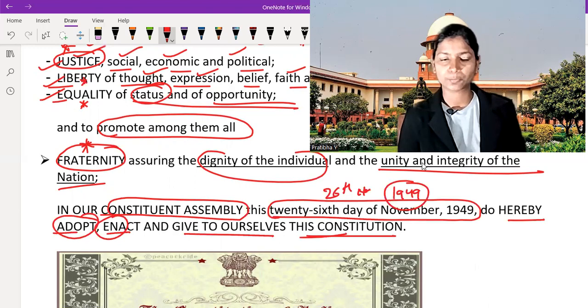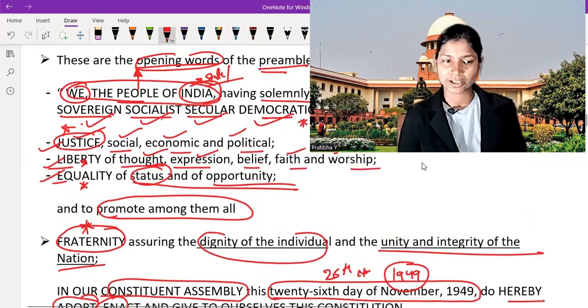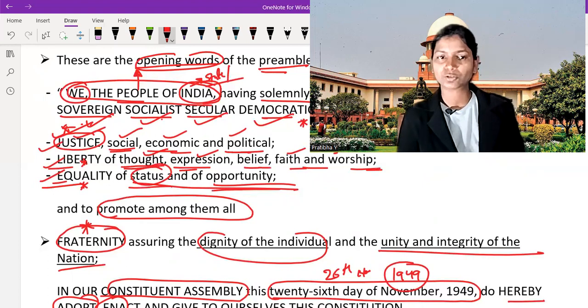So remember important keywords: justice, liberty, equality, fraternity. We the people of India, sovereign, socialist, secular, democratic republic. Three kinds of justice: social, economic, and political; liberty of thought, expression, belief, faith, and worship; and equality of status and of opportunity. Okay, so I hope you understand the whole concept, the whole idea of the Preamble of the Constitution.